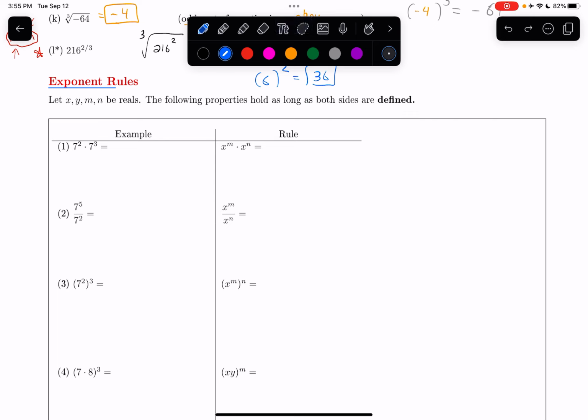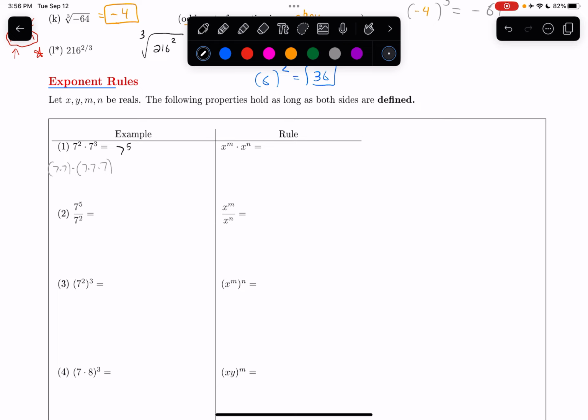One of the sides might not be defined, and then we've got to be careful and may not be able to apply it. So I'm going to motivate each of these exponent properties with an example. For the first one, let's say I have 7 squared times 7 cubed. 7 squared means 7 times 7. Times 7 cubed is 7 times 7 times 7, 3 times. So in total, I'm doing this 5 times. This is 7 to the 5th.